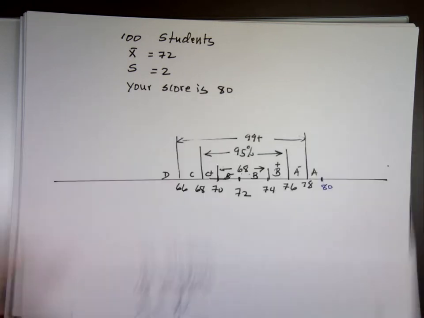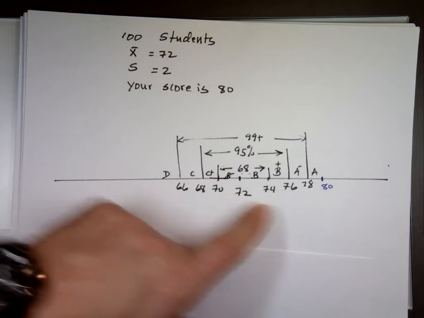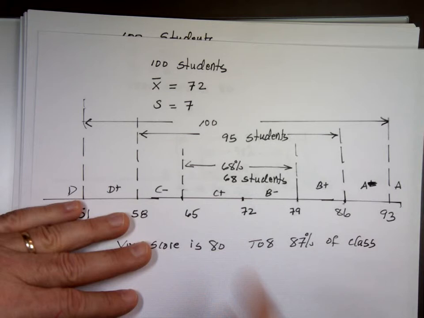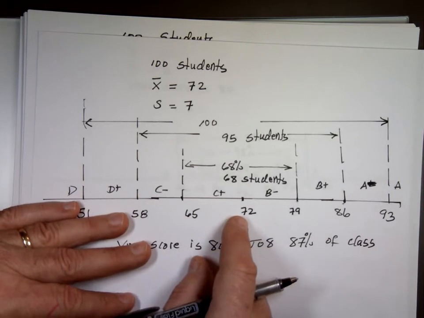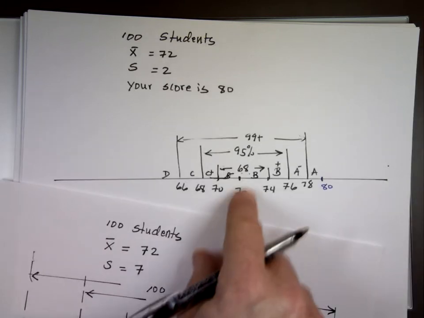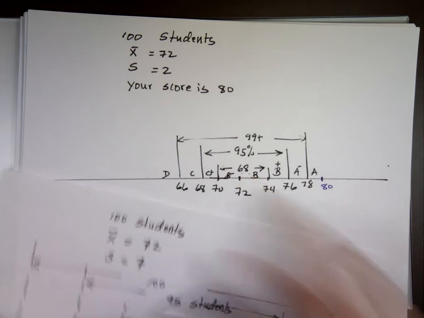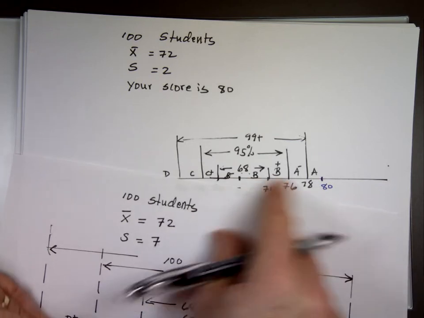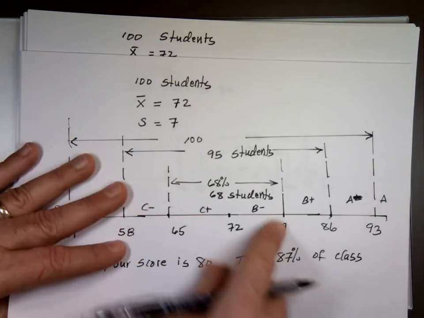Here, if you get between 72 and 74, you got a B. Let's say you got a 73. 73 here is what? A B? What is 73 here? B minus. If you get an 80 here, that's an A. If you get an 80 here, what are you getting? B plus.